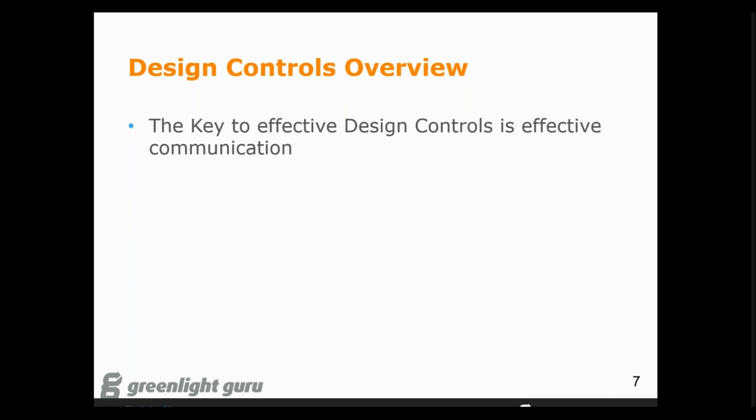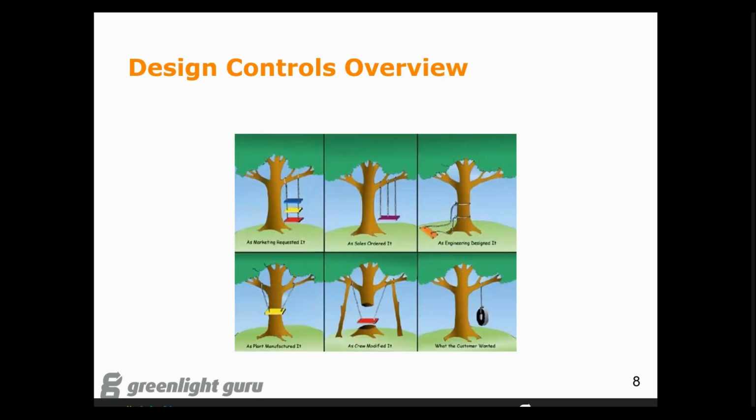Design controls, the key to effective design controls is communication throughout the entire process. So we've all probably seen some version of this cartoon, and the reason it resonates so well through time and across industries is because it illustrates how difficult it is to have effective communication between all the stakeholders within the design and development process, from the customer all the way through the design and development to the delivery of the product.